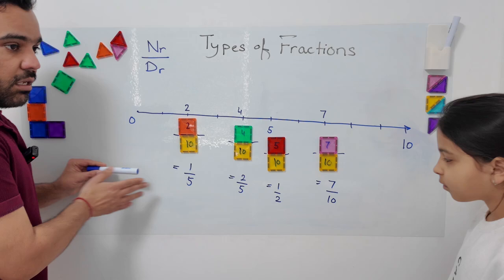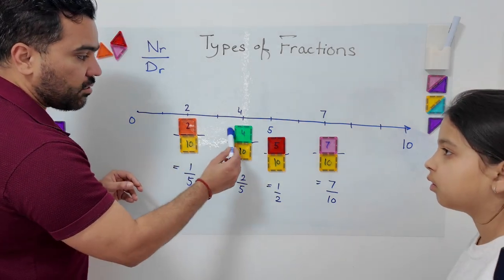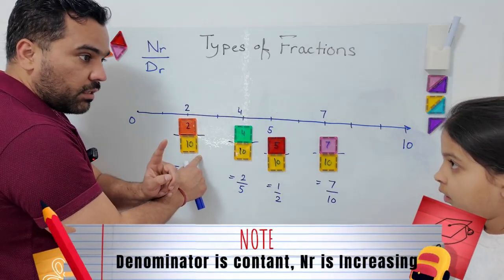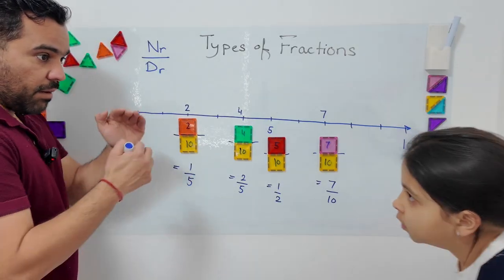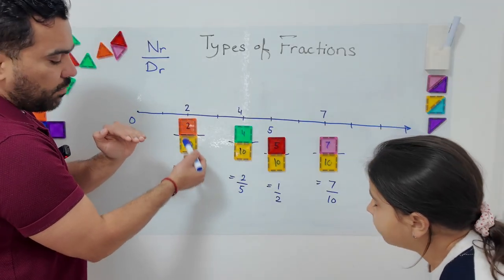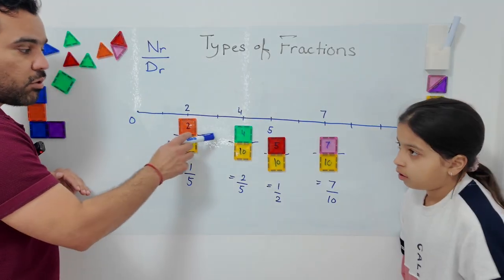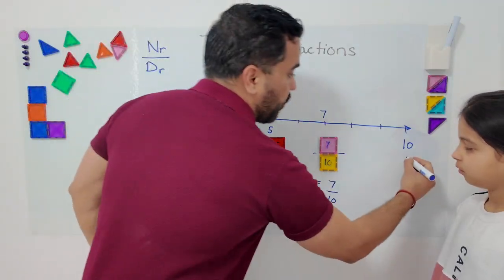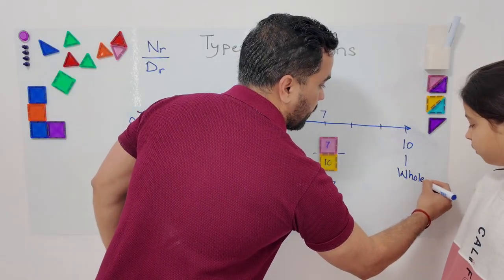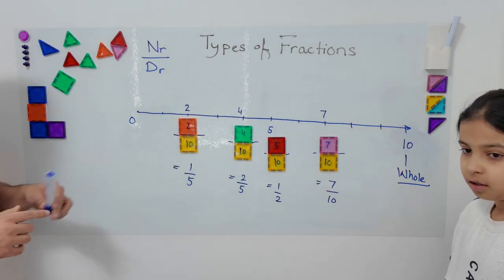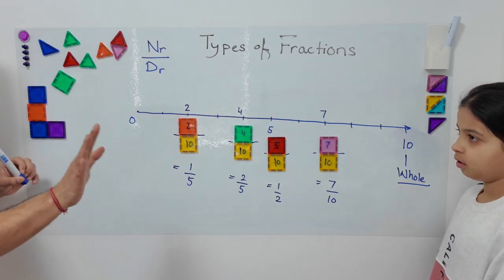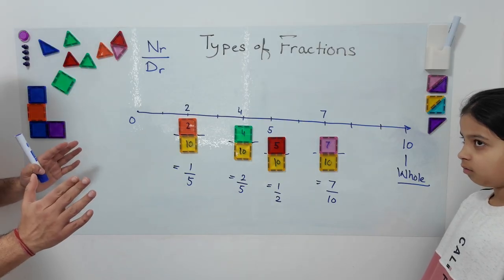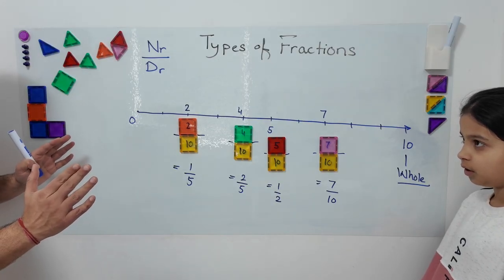Now, can you see on the number line, as my numerator is increasing, and my denominator is constant, I'm dividing a different number by the same denominator. So as your numerator is increasing, your fraction is increasing and approaching towards whole. Whereas if I kept the same numerator but increase my denominator, what will happen?